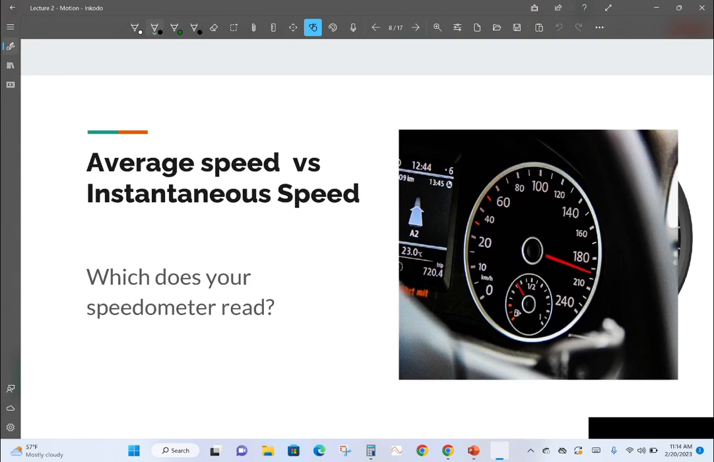So what is your speedometer telling you? When you look at it, are you seeing the average speed or the instantaneous speed at that instant? Well, obviously it's the speed at that instant, because most of the time when you're driving down the road, you are not traveling at the same speed, right? You're changing the speed. So there is a difference between average and instantaneous speed and velocity. Instantaneous speed is the speed at that instant, and instantaneous velocity is the speed and direction at that instant.